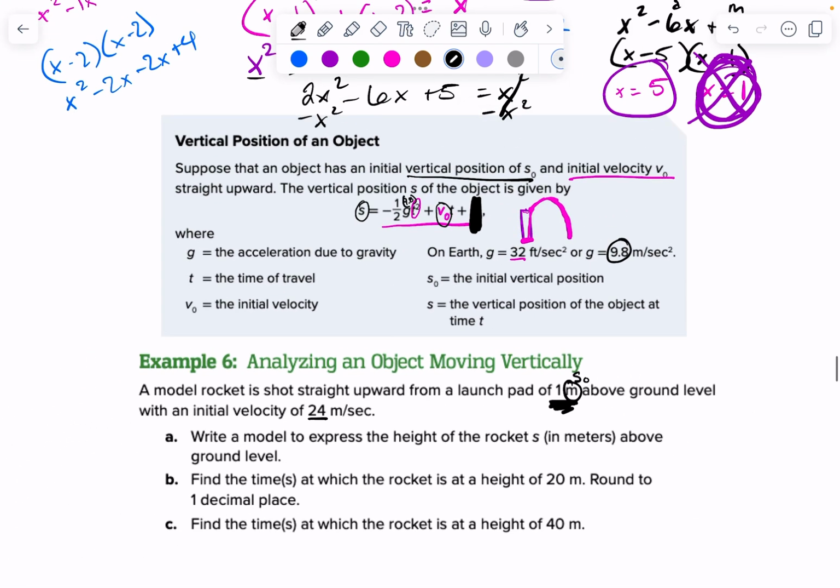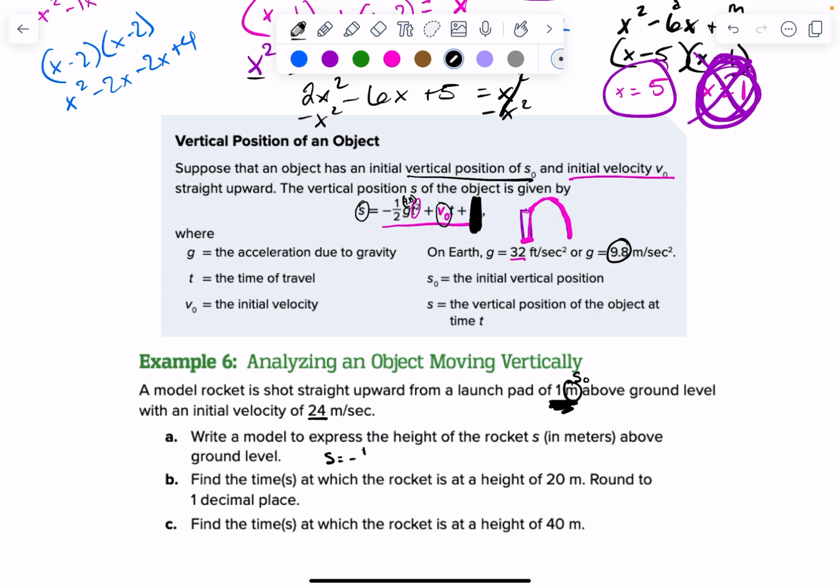So write a model to express the height. They always refer to height as s. I don't know why s. Like, why not h? I haven't figured that out yet. Vertical position, that doesn't make any sense to me, s. So if you have any suggestions on that, let me know.